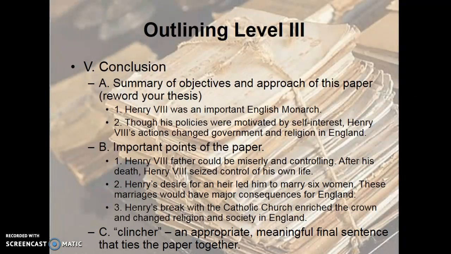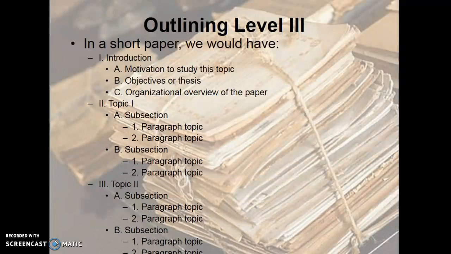So, Henry VIII's father could be miserly and controlling. After his death, Henry VIII seized control of his own life. Okay, 2, Henry's desire for an heir led him to marry 6 women, and these marriages would have major consequences for England. Number 3, Henry's break with the Catholic Church enriched the crown and changed religion and society in England. And then we would have our clincher, that final sentence.